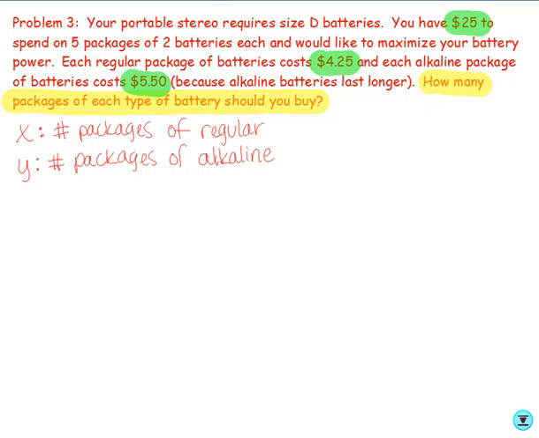The next one, $4.25, is your regular batteries. So $4.25 goes with regular, which is X. So 4.25X plus. The next number is $5.50, and that was alkaline. So alkaline is Y, so plus $5.50Y equals, and we already said our total was $25.